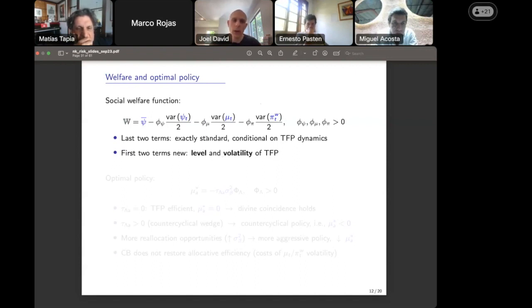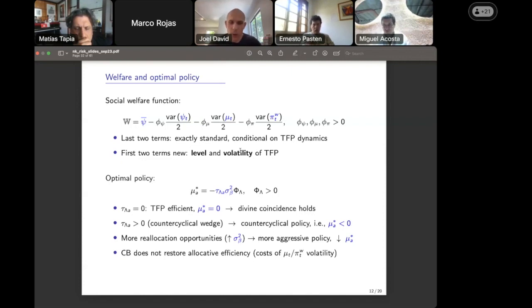What's really new here are the first 2 terms. We see the level of TFP enters the welfare function directly, and the volatility of TFP. Okay. And I should be clear, those terms are always there in the New Keynesian model. Again, it's just that we typically think of TFP as being exogenous and invariant to policy, so we can discard them for purposes of thinking about optimal policy. But here, of course, they're endogenous and change with policy, and the policymaker has to account for them when thinking about optimal policy.